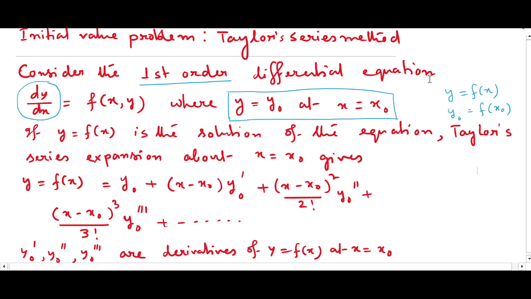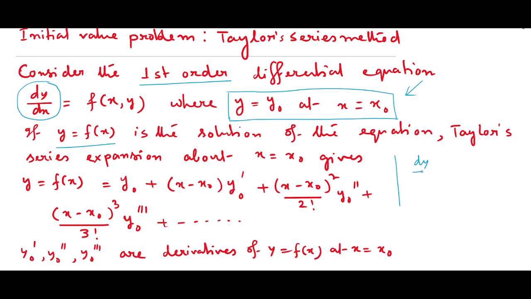Now let us see, with these initial conditions and the function, how we can proceed. So if y equals to f of x is the solution of the equation. Now see what is given here. We are provided with dy by dx. What to find? We have to find y. The first order is given. We have to find the value of y.